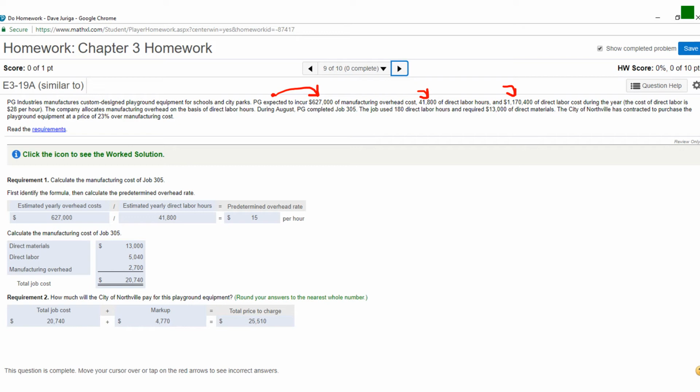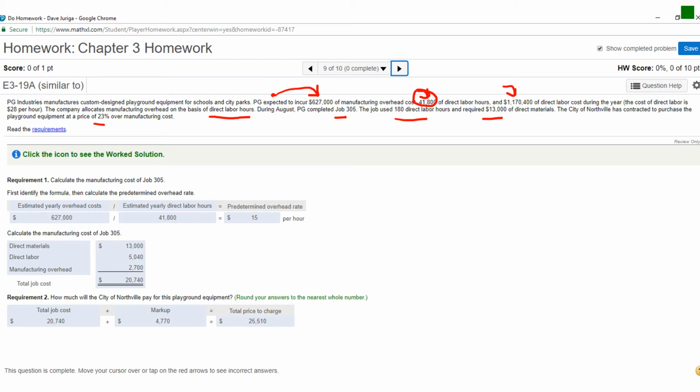Now the question is, what's going to be your base? This is going to give you your rate. The next sentence says that the company allocates manufacturing overhead costs on the basis of direct labor hours. So you're going to use that 41,800 as your denominator. So that's all your budget stuff. And then the second part is going to help you calculate the cost of the job. Job 305 uses 180 direct labor hours and $13,000 of direct materials, and they have contracted to sell the playground equipment at a price of 23% over cost.